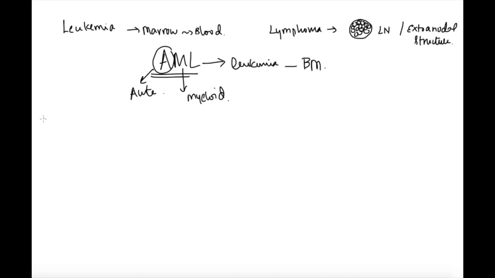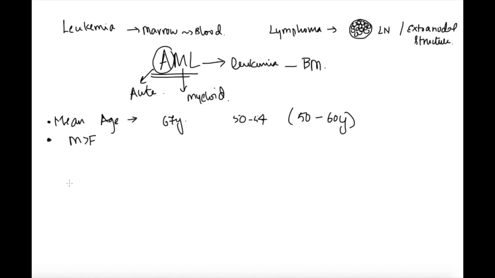So let's study about the AML now. What is the mean age for appearance of AML? They say it is 67 years. Robbins and other standard textbooks say 67 years, but in India it occurs at around 50 or 54 years. So just remember 50 to 60 years. That is something you have to remember. And what is the sex predilection? Males more than females, right?